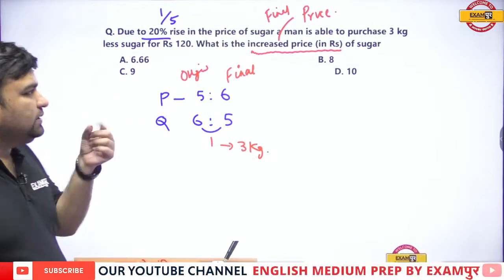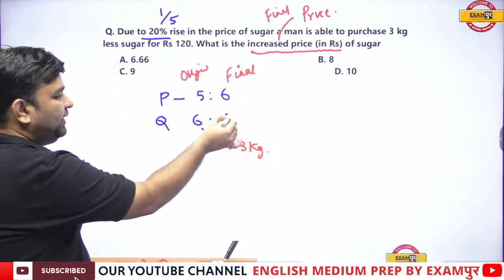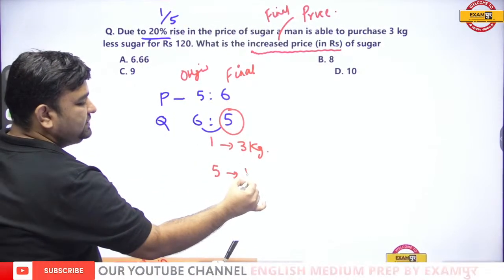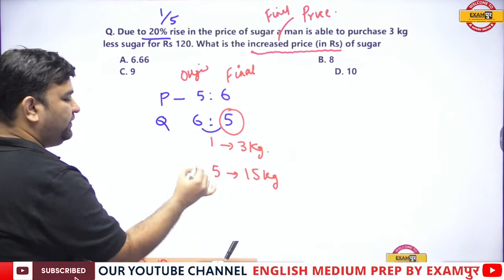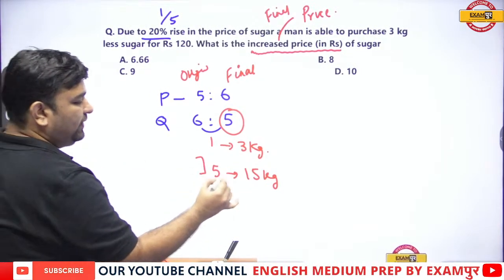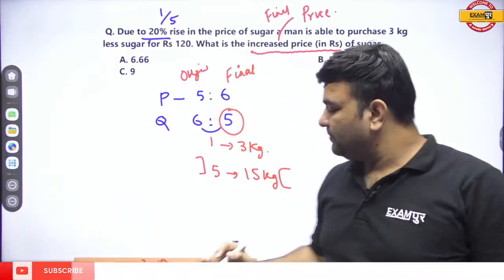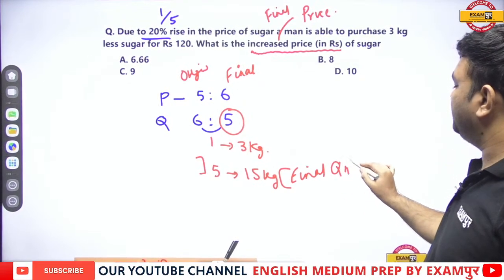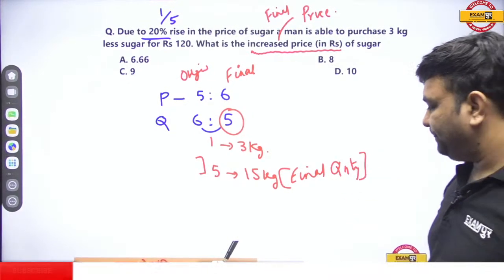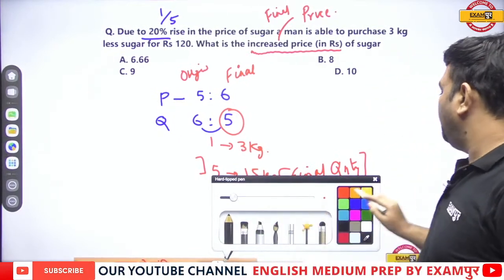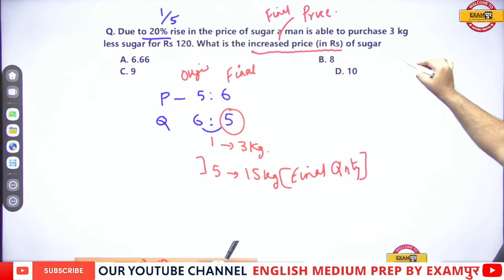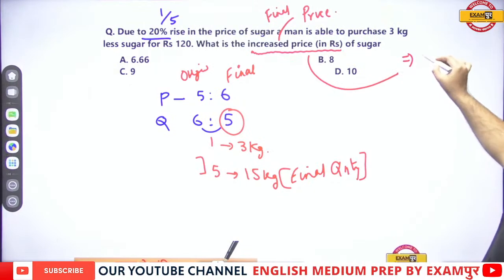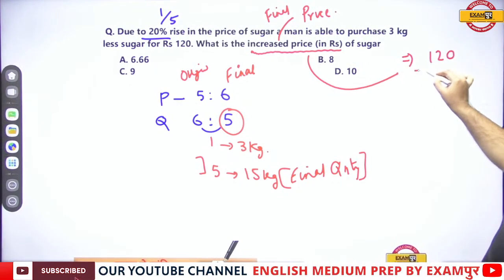So for the final price, the final consumption is required. 1 is 3, so 5 is 5 times 3, which is 15 kg. So we have found the final consumption, the final quantity. Now the final price is going to be expenditure upon final quantity.